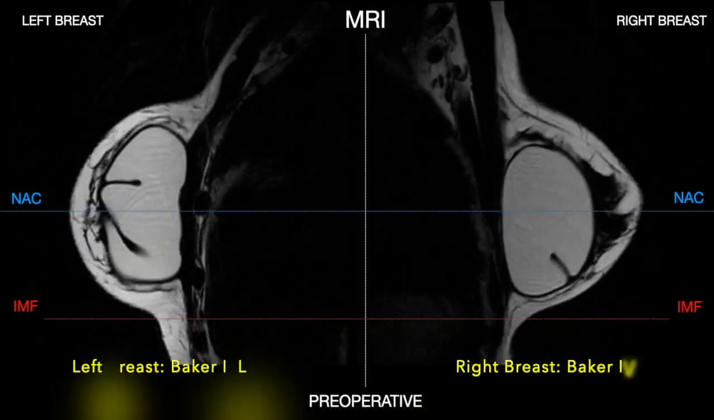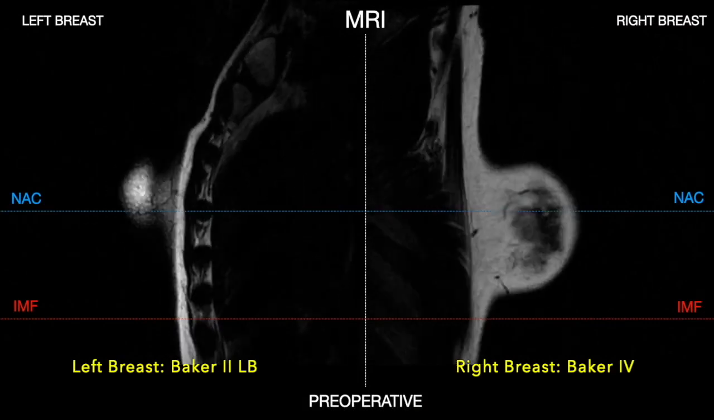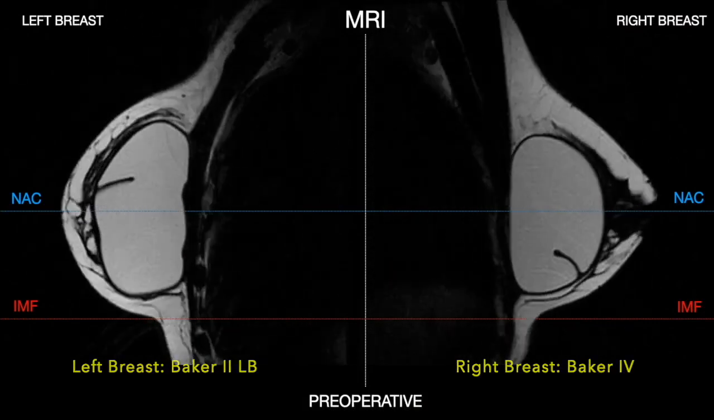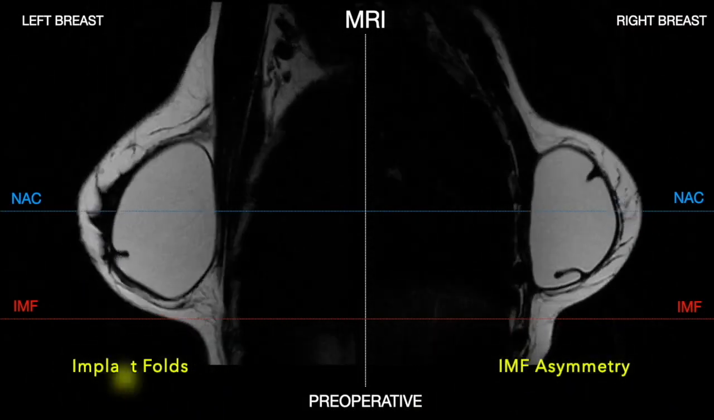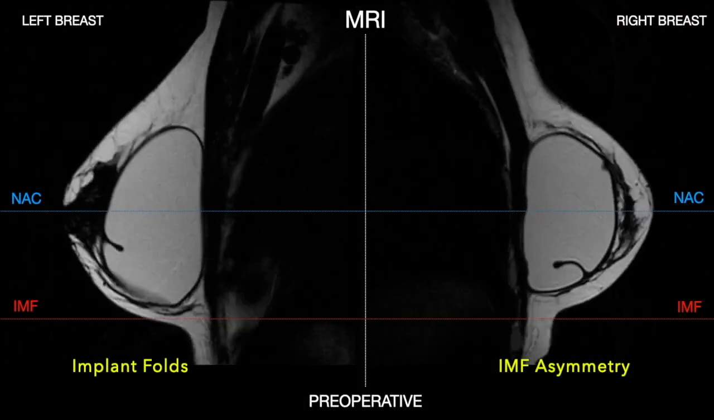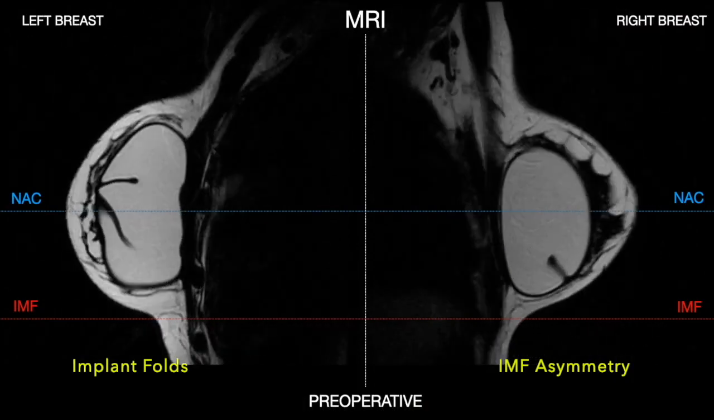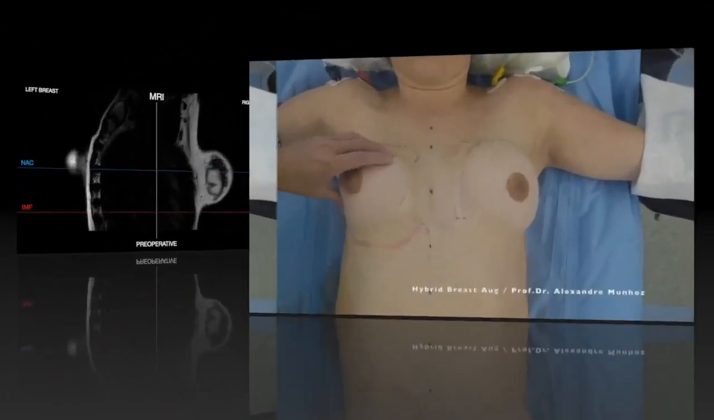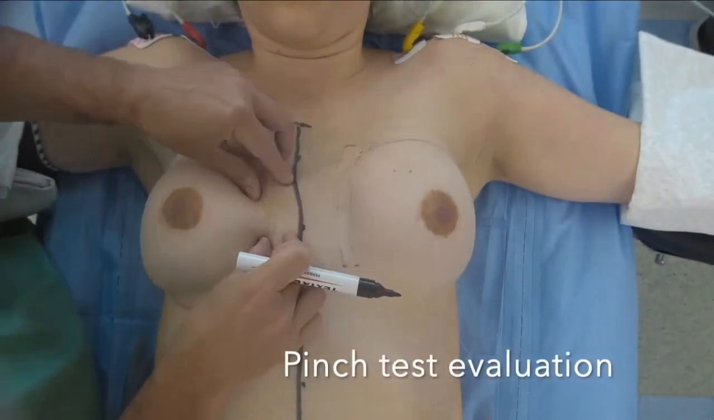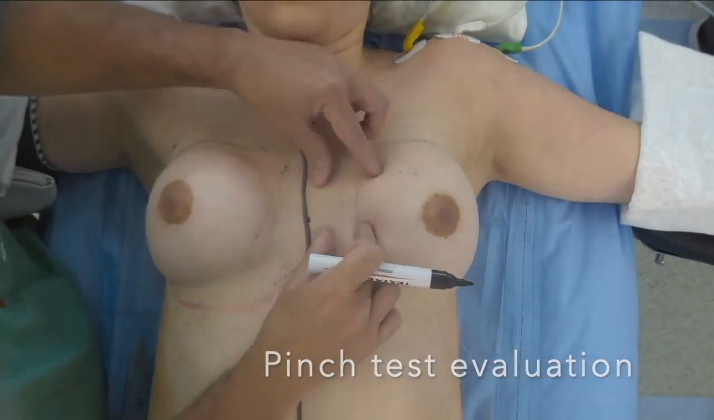On the MRI, you can note the difference between the right and left side. Baker 2 on the left and Baker 4 on the right. The implant presents a lot of folds, and you can note very clearly the IMF asymmetry when you compare the left and right side. In the operating room, we define again our preoperative marks.